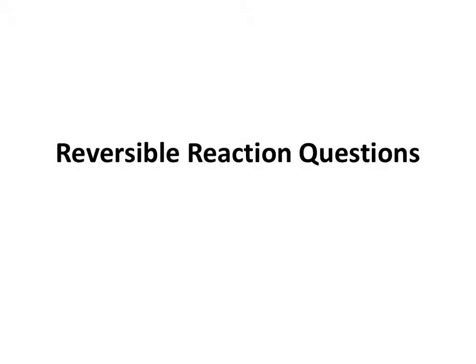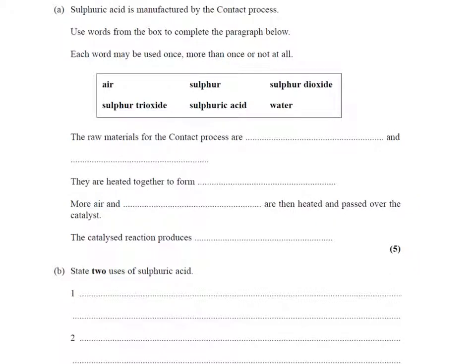Right, so this is a video which looks at reversible reactions and equilibria and industrial processes which relate to reversible reactions. And these questions are taken from old IGCSE chemistry papers going back before 2009, but they're still suitable for use now. Now, this question obviously is looking at the production of sulfuric acid.